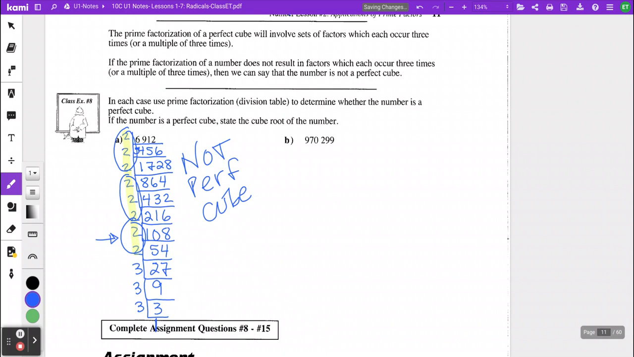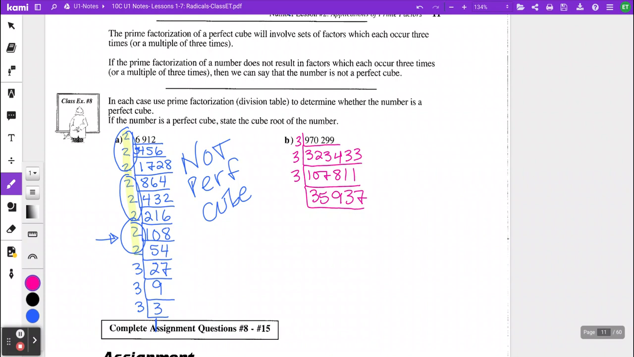We're going to do the same thing with the next one and see if it is a perfect cube. Again, it's a big number, so we're going to use a division table. It's an odd number, so I'm going to start with the number 3, and 3 does work. That's going to give me 323,433. Again, it ends in a 3, so I'm going to divide by 3. That gives 107,811. It's an odd number, so I'm going to divide by 3, and that gives me 35,937.